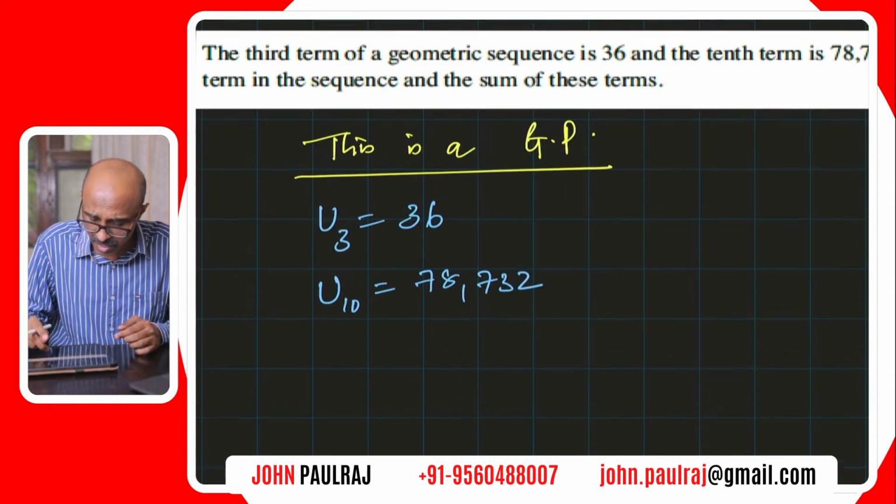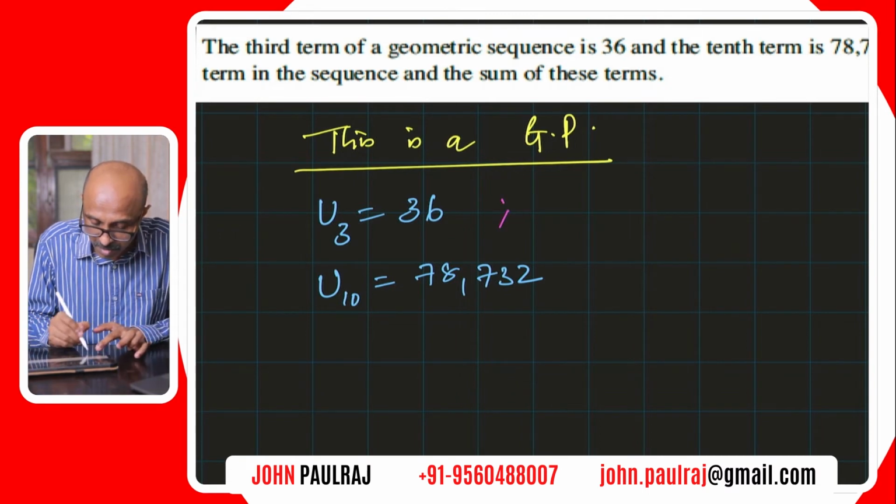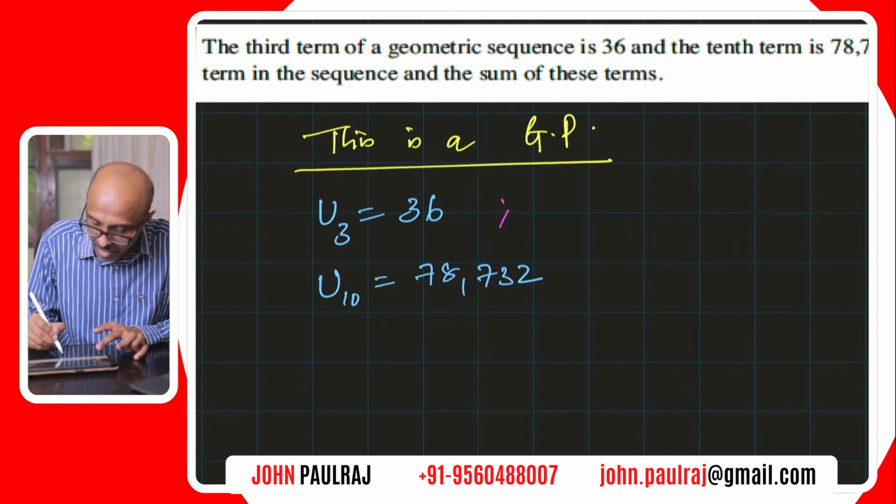Again, interesting question. So let's make use of the appropriate formula. You have the formula for the nth term, U3 is 36, so that we can write a times r to the power of 2 should be equal to 36, okay?